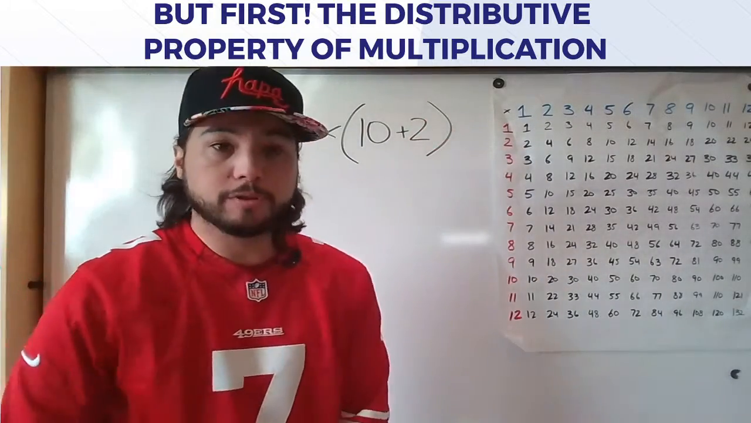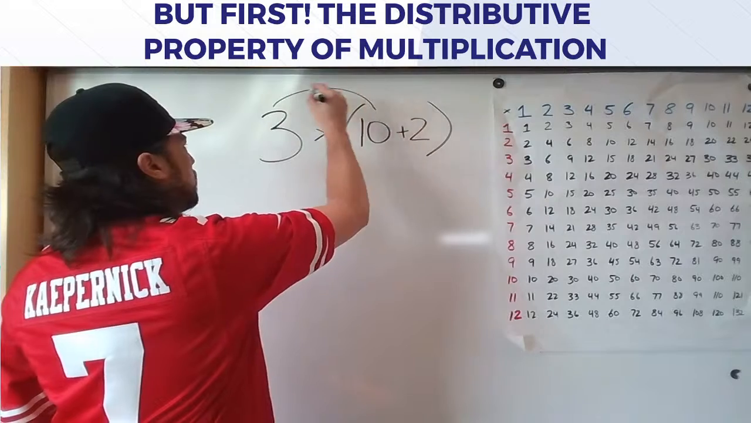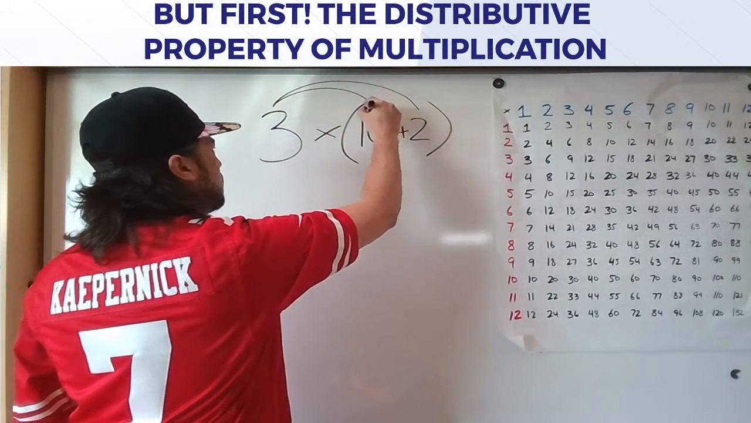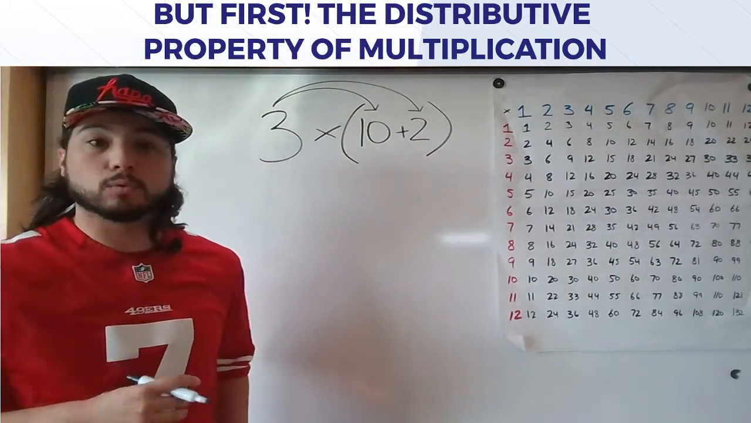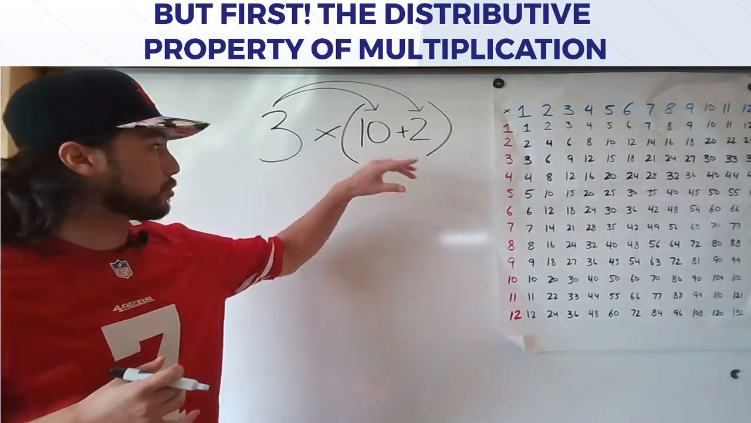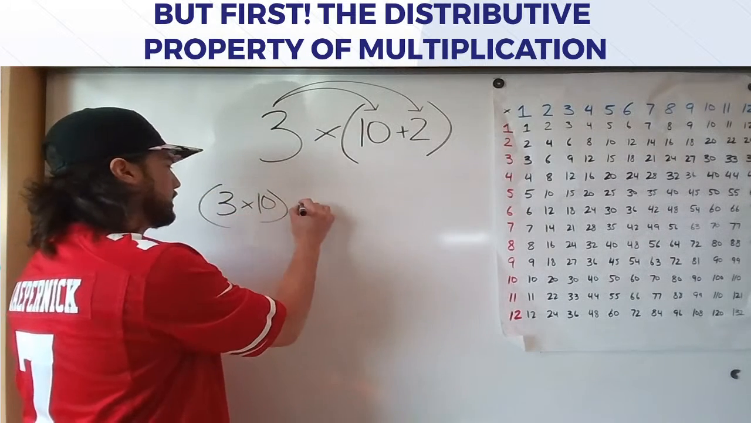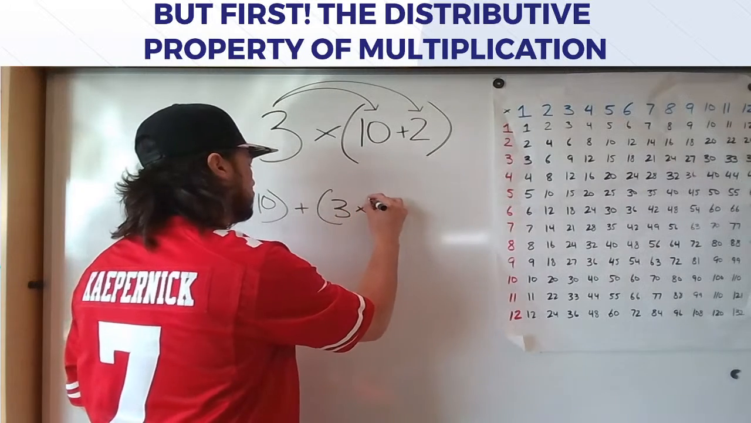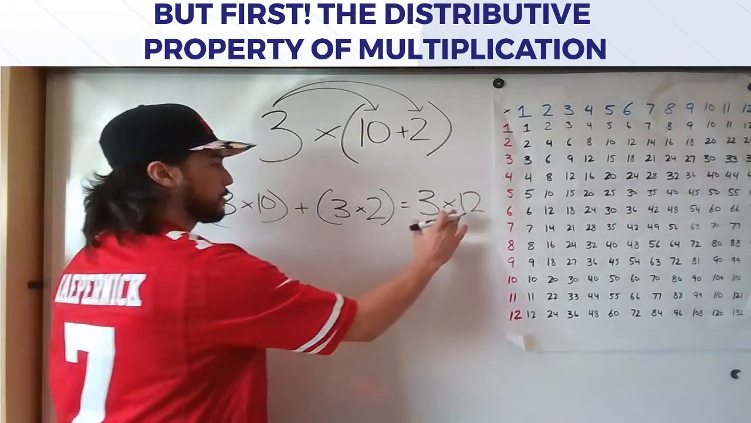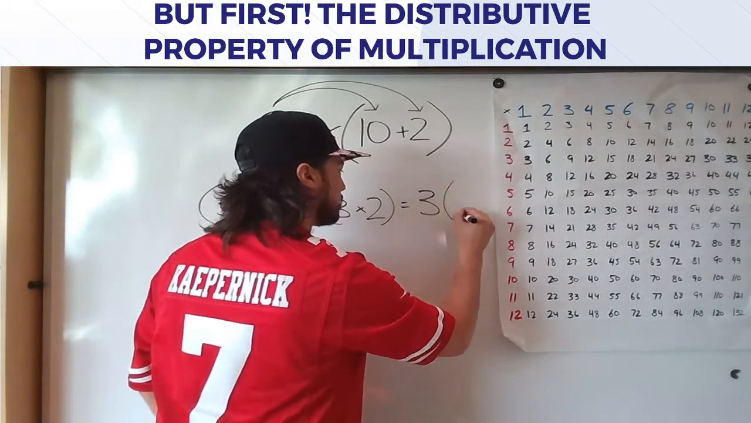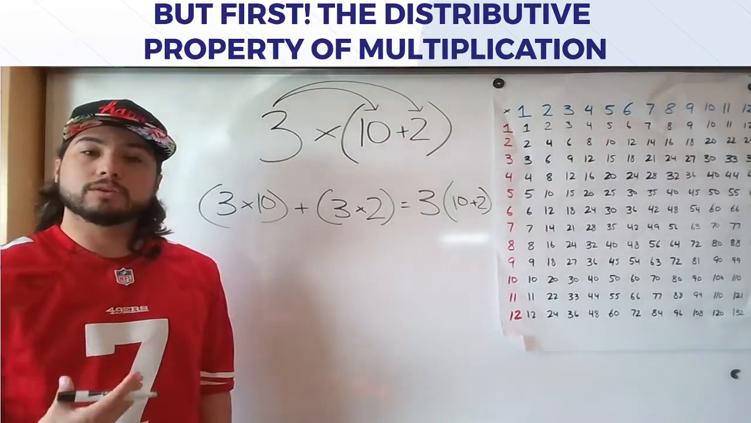Okay? And then the distributive property of multiplication says that multiplying each addend by the other factor will get you the same product as multiplying the whole thing. So essentially saying that 3 times 10 plus 3 times 2 equals 3 times 12, or 3 times 10 plus 2. Okay? And we do this already when we use area model, right?